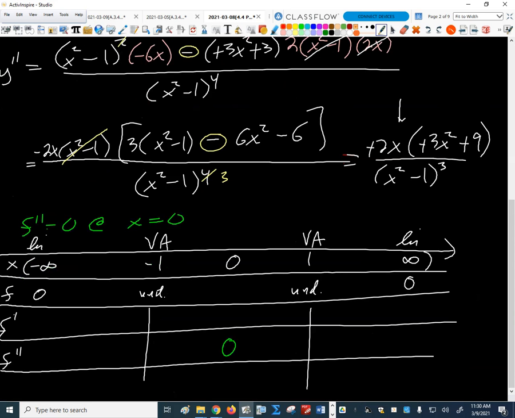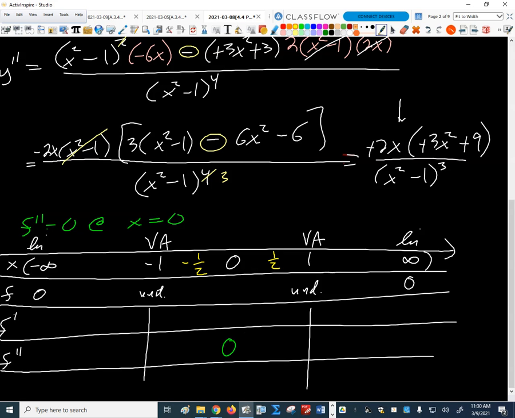Can you pick them on either side of 0? Yeah, okay, so I have to pick them between the vertical asymptotes and 0, don't I? Something like, for example, we could pick negative 1/2 and 1/2. And I'm just evaluating the second derivative there. So at positive 1/2, what do we get?